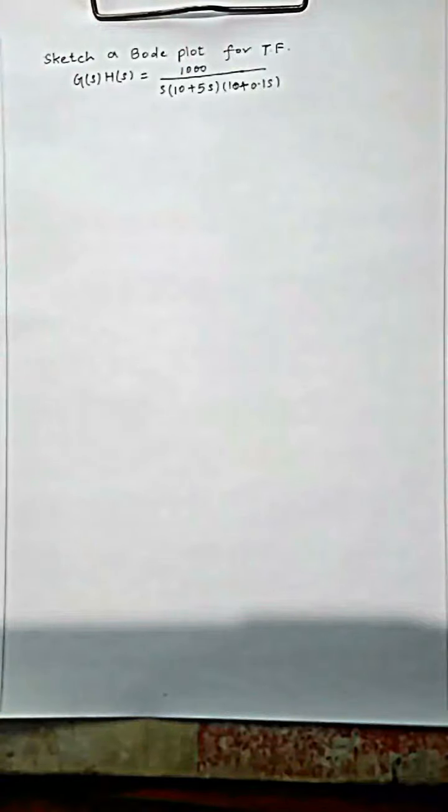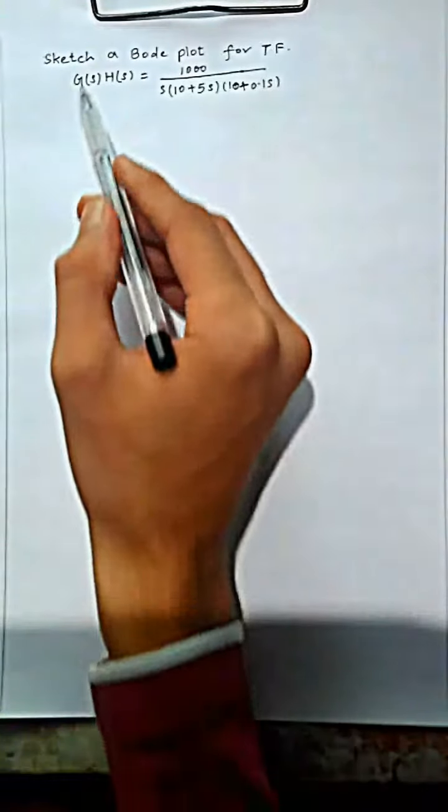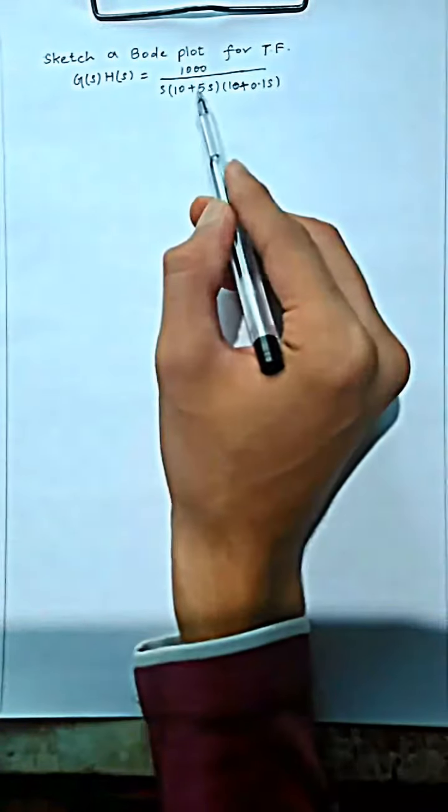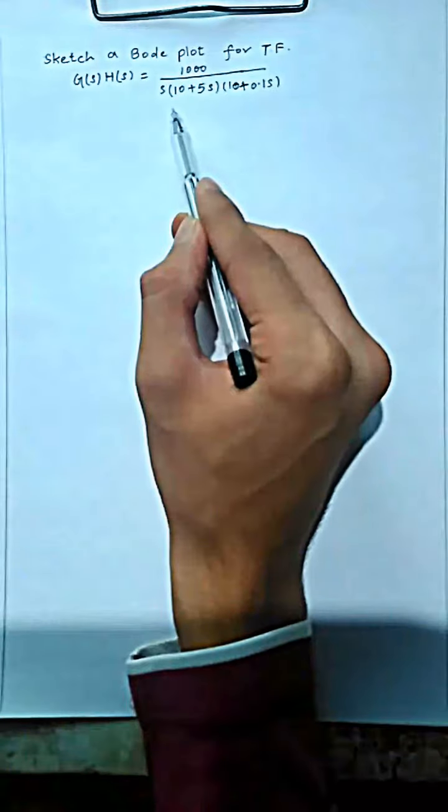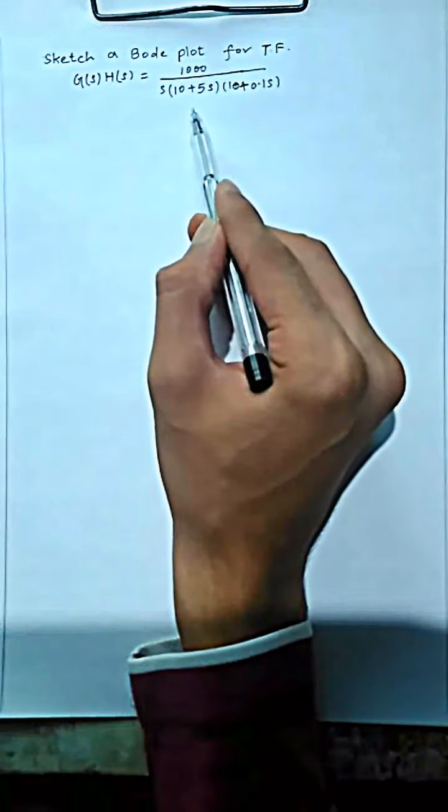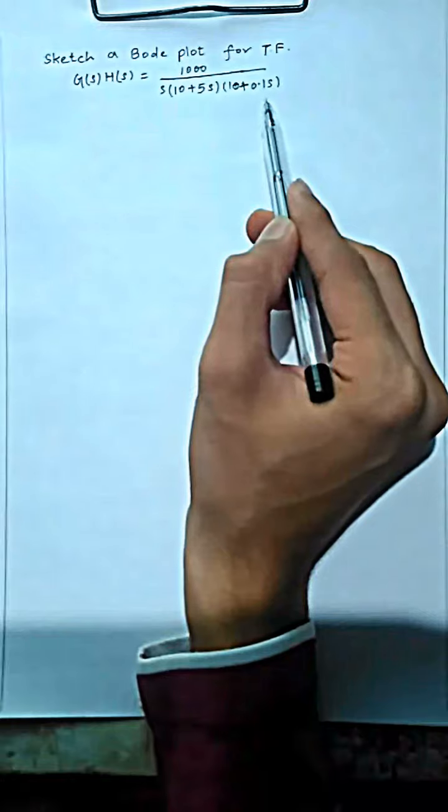Welcome friends. In this video I'm going to show you how to sketch a Bode plot for a given transfer function. Let us take one example, which is G(s)H(s) equal to 1000 divided by s into (10 plus 5s) into (10 plus 0.1s).